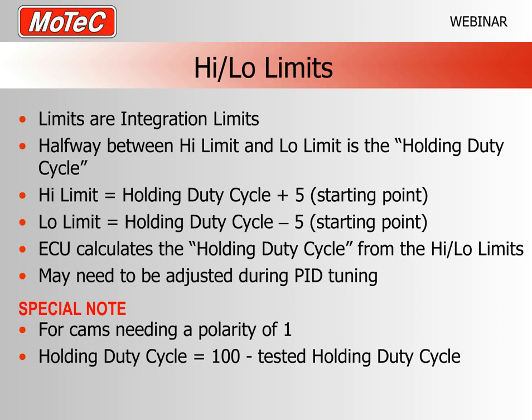So effectively it puts a clamp on how far the integral part of the PID, remember this is a closed loop system, how far the integral part of the system can drive the cam. Now it's very important to get these right, because if you have, let's say our holding duty cycle was 35 and I set a high limit of 80 and a low limit of 70, the ECU is going to assume that the holding duty cycle is 75, remember halfway between, and what you will find is the cam simply will not go where you want it to.